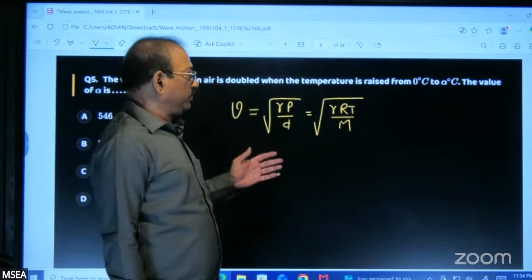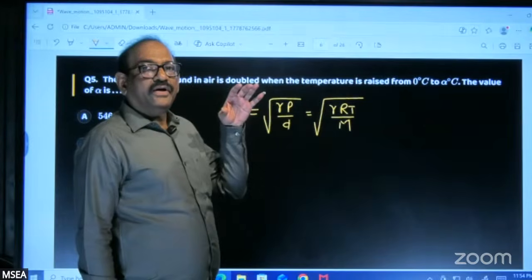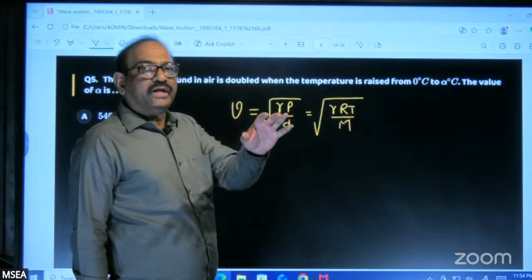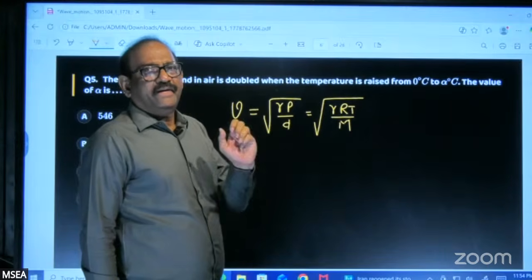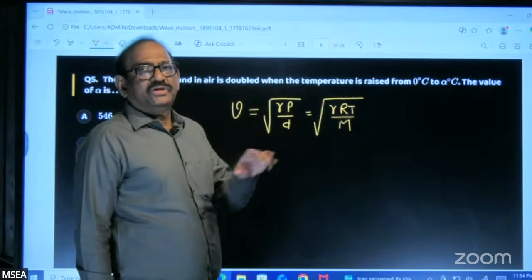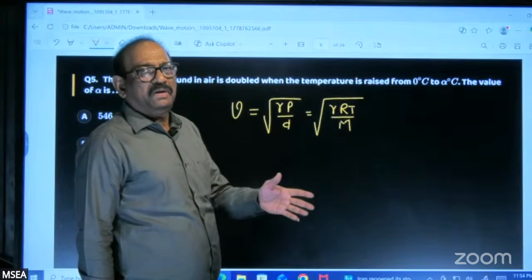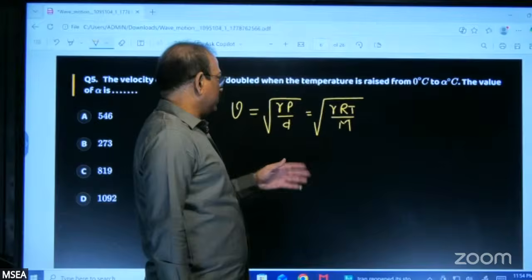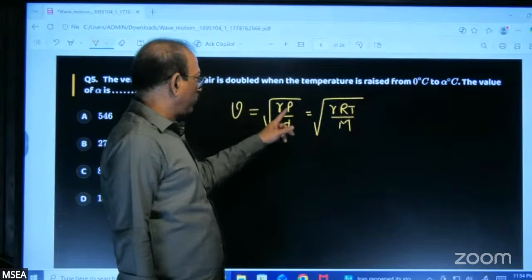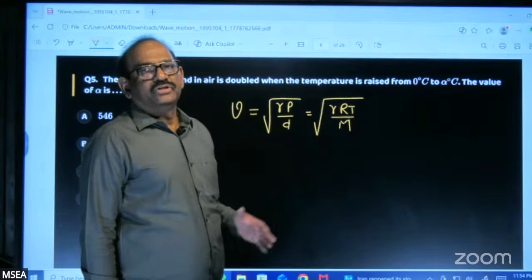Newton-Laplace equation. Newton suggested that when a longitudinal wave travels through a gas, the pressure and volume are changing, but the temperature remains constant. The changes are isothermal. Like that he suggested, and gave the relation root P by D. Newton gave root P by D, which is not correct.